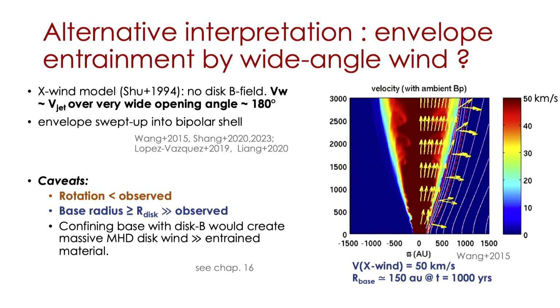Then the envelope or the ambient core is swept up into a shell. There are different models for these: numerical simulations, analytical, semi-analytical work. And there are several caveats with this interpretation. First, the rotation that is predicted is less than observed. This has been shown, for example, in Lopez Vasquez. I forgot to put here the De Valon paper. They compare with the predicted rotational velocities, and they don't match.